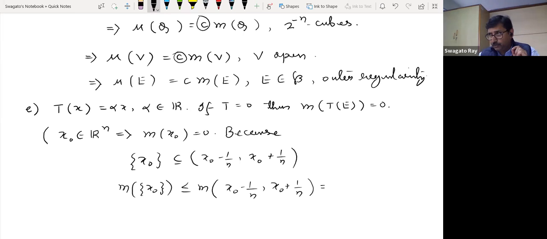One has to be very careful here. I'm not saying measure of an interval is length. No, there are various measures. I'm saying Lebesgue measure of an interval is length. M is the Lebesgue measure. So it's 1 by 2n, which goes to 0. That means measure of every singleton is 0. So it also implies Lebesgue measure of every countable set is 0.